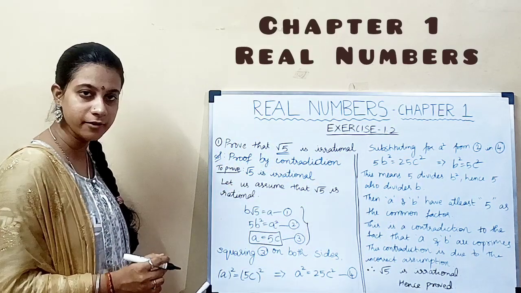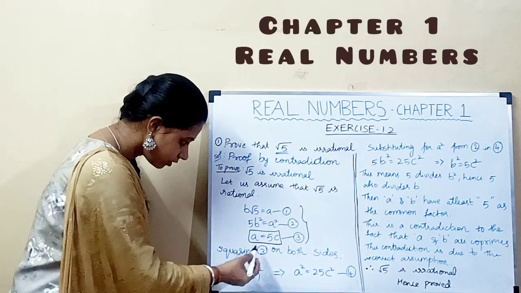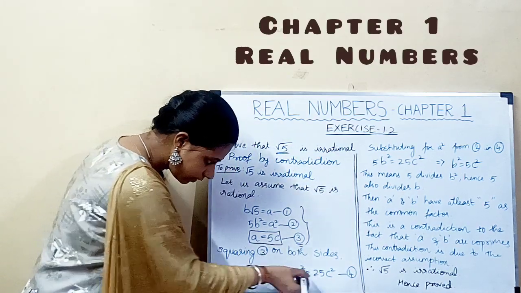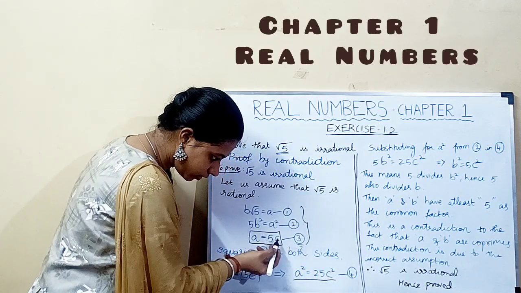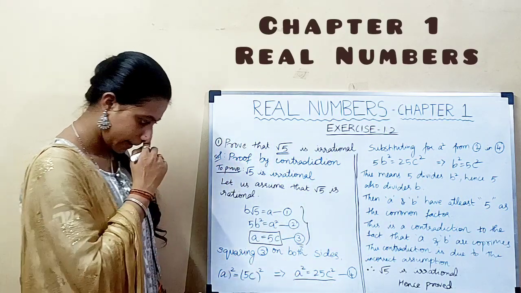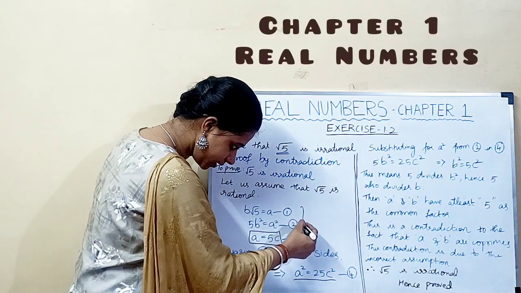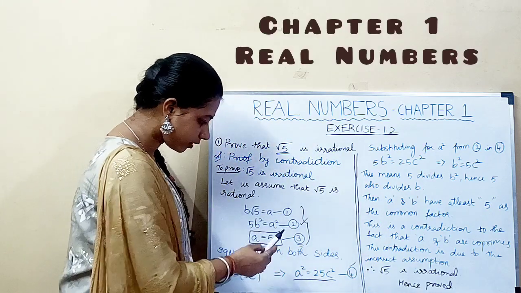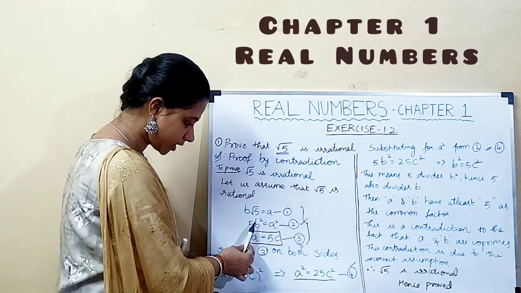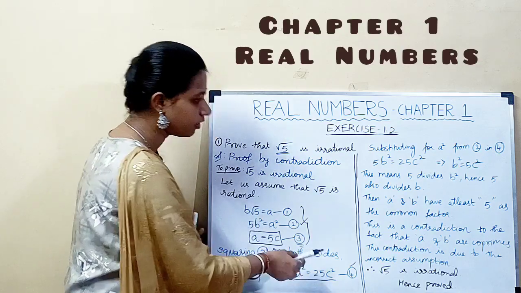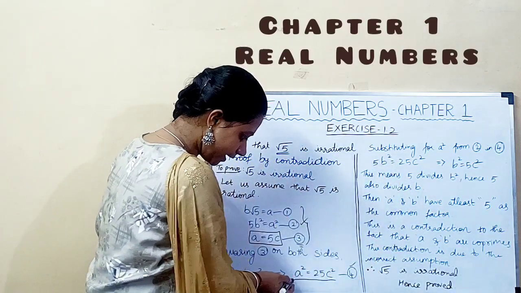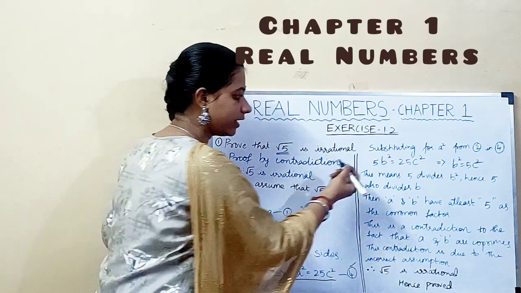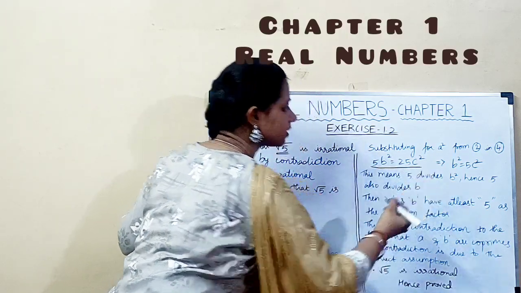When we say that 5 divides a, now we are going to square equation 3 on both sides, then we will get a square is equal to 25c square. Now you see a square is present in both equation 2 and equation 4. So for a square we are going to substitute 5b square in equation 4. So a square equal to 25c square. In place of a square, if we substitute 5b square, we get 5b square equal to 25c square.